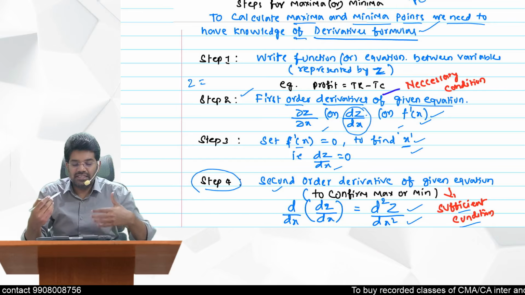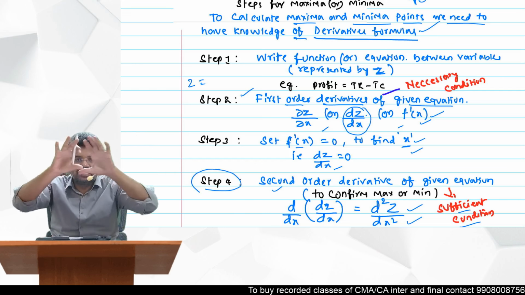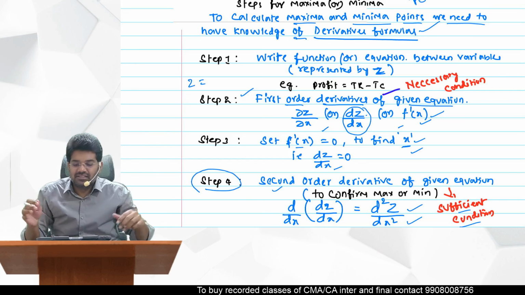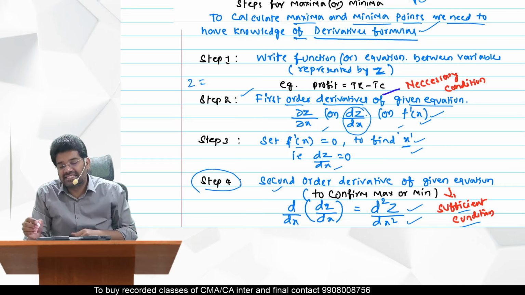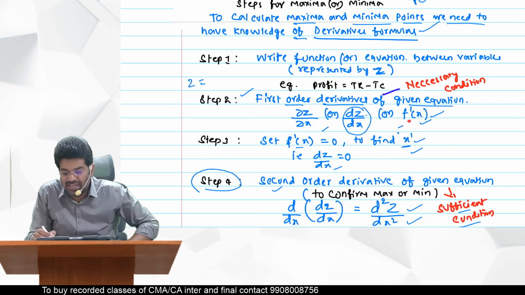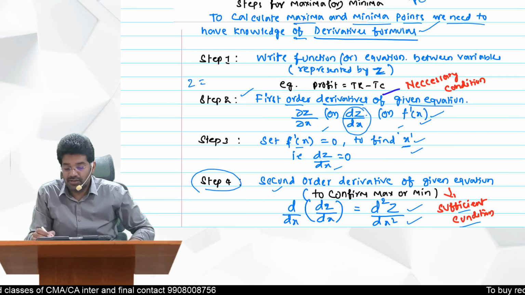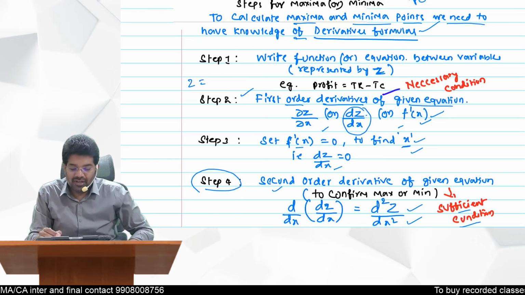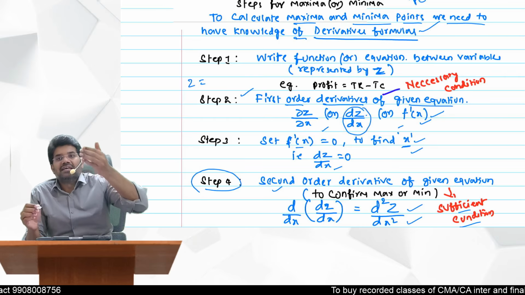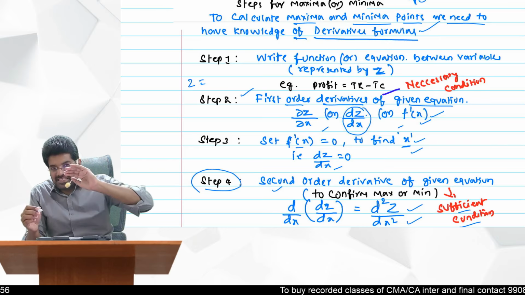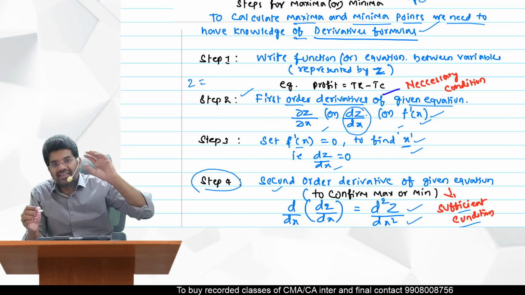The first order derivative is represented by d by dx of the function z. F dash x also we can use. This is also another notation. I don't know whether I am using exactly the correct term or not, but mostly we are going to use this only. That is differentiation of function z with respect to x. That is the correct way to technically speak.